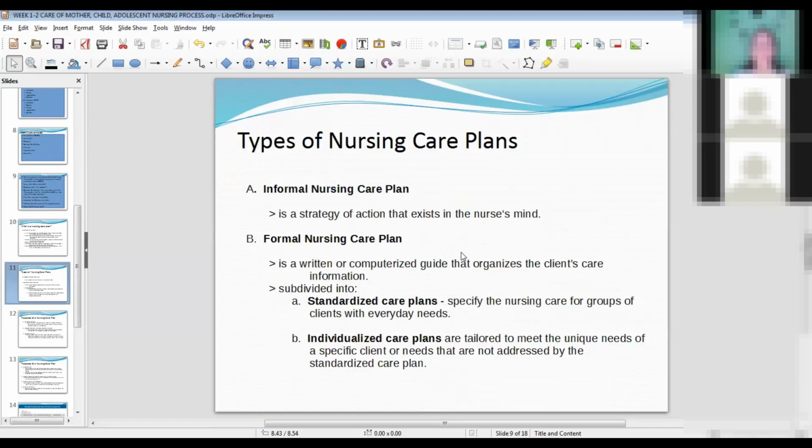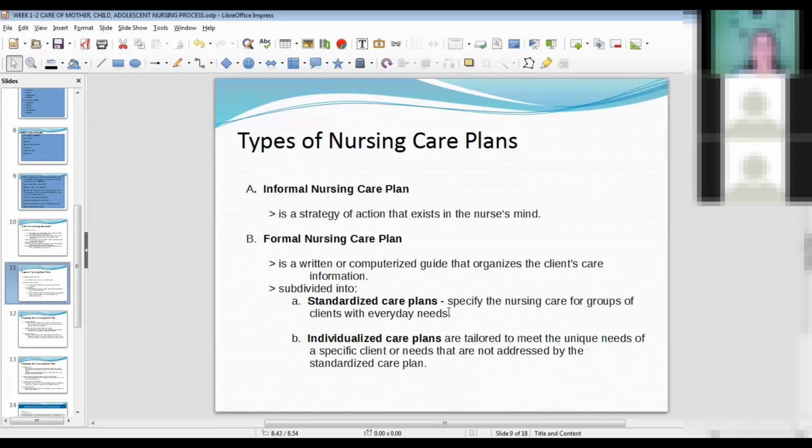So we have the standardized care plans, which specify the nursing care for groups of clients with everyday needs. So when we say group of clients, you cluster them according to their needs, maybe diagnosis, maybe their needs on a daily basis. So maybe one standardized care plan is what we formulate or prepare.